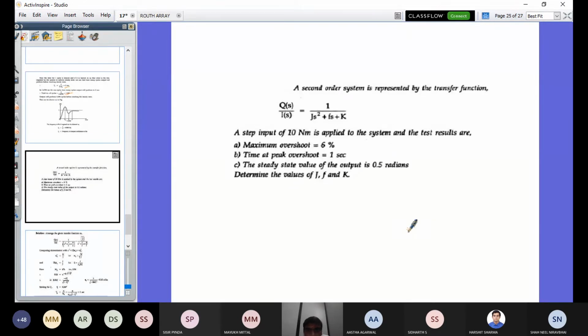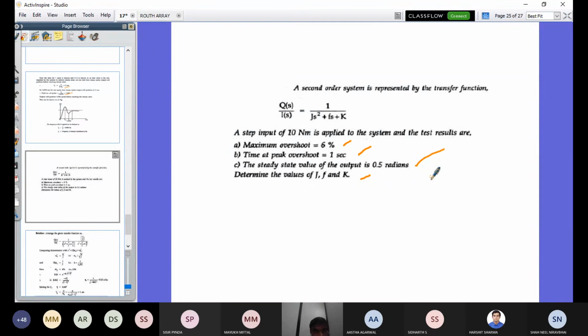Okay, write down this problem. A second order system is represented by the transfer function theta of s by T of s equal to 1 divided by j s square plus f s plus k. A step input of 10 Nm is applied to the system, and the results are: maximum overshoot is 6%, time at which maximum overshoot occurs is 1 second, steady state value of the output is 0.5 radians. Determine the values of j, f and k.